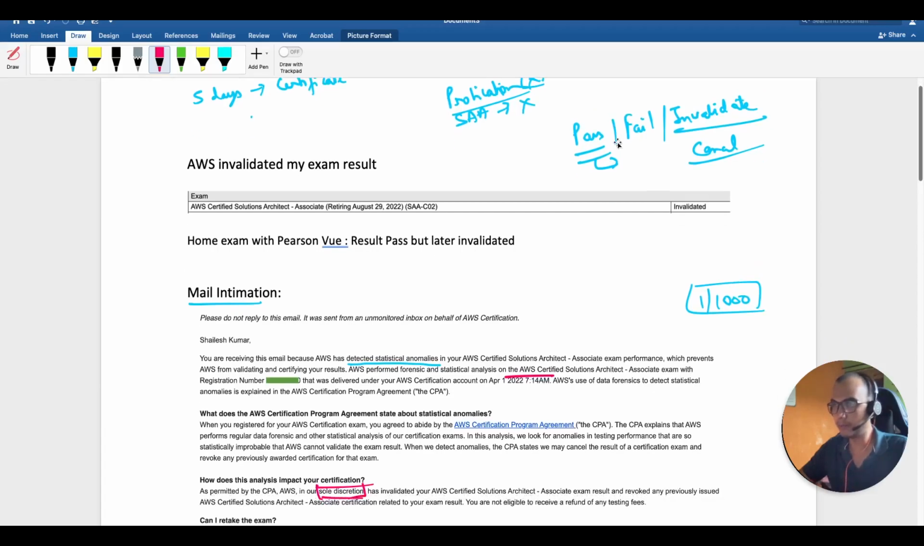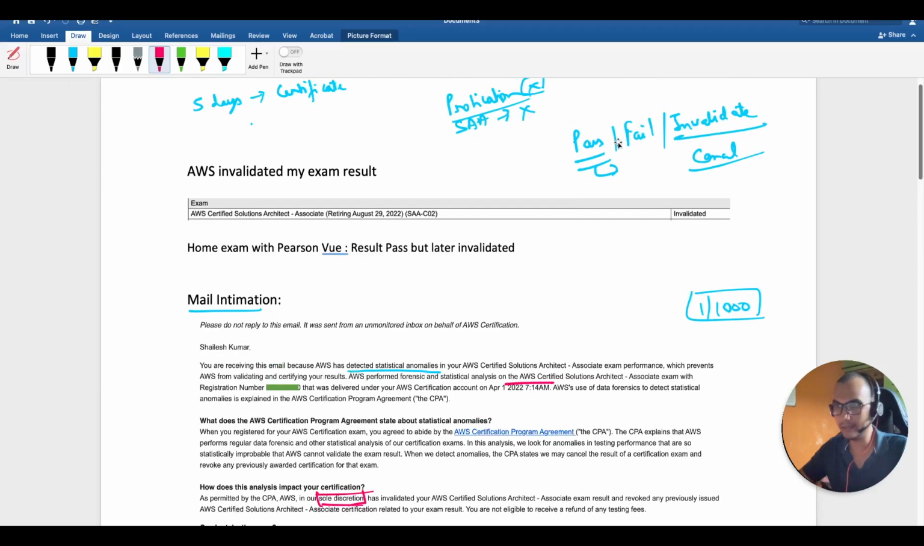Okay, so I think this was it. And if you have got an invalidated result, you can simply appeal. I'm sure if your appeal is genuine, they are going to look at it. But most of the time, their decision is full and final. They don't entertain it, they don't change it. From what I have researched, it's better to take the exam from the center.